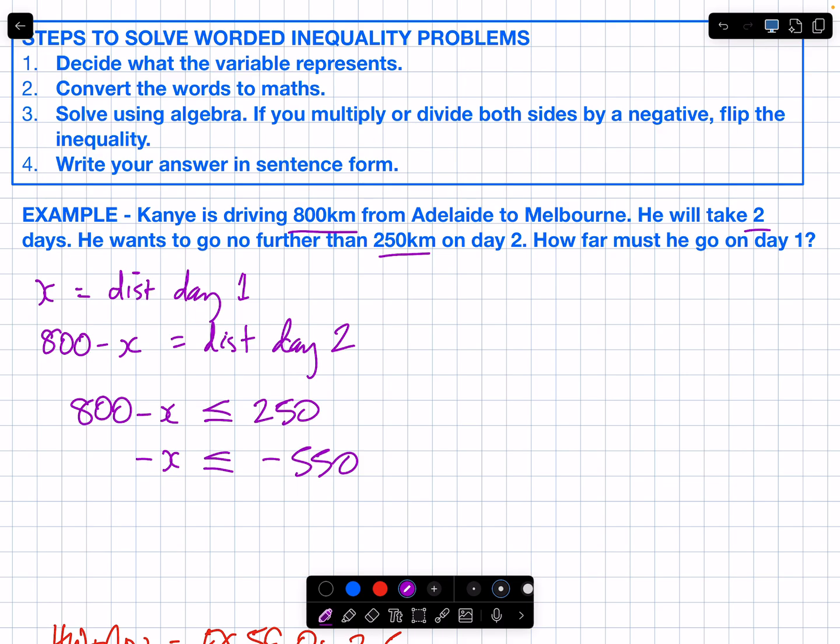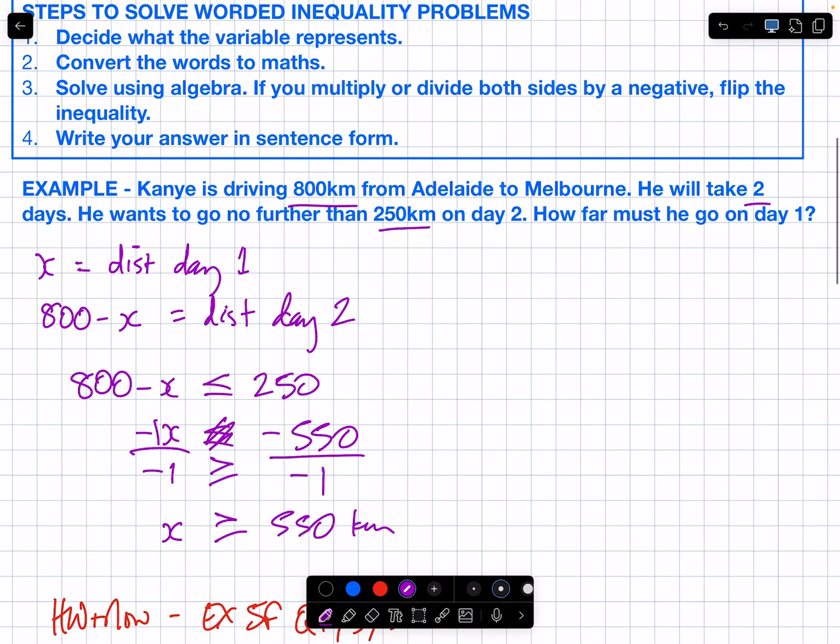What number is in front of that x there? It's just not written. Negative 1. Okay, how do I get rid of that? That negative 1 is timesing, so dividing by negative 1 on both sides. But, should I just try to divide by a negative on both sides? Flip it, so that's going to cancel. X is going to be greater than or equal to a negative divided by a negative, positive 550 kilometers. Does it make sense that if you travel more than 550 kilometers on the first day, that you're going to travel less than 250 on day 2?